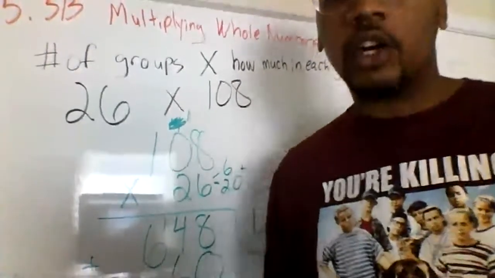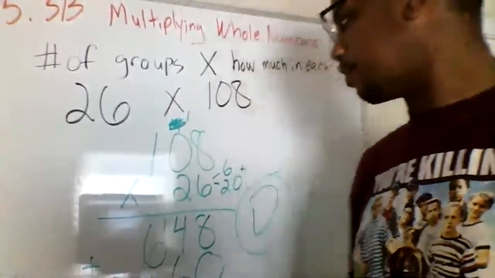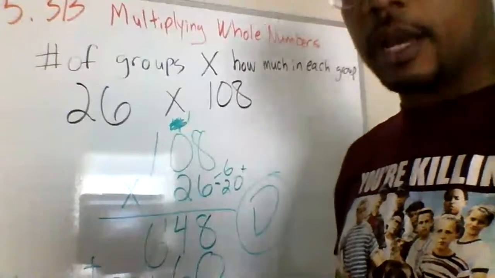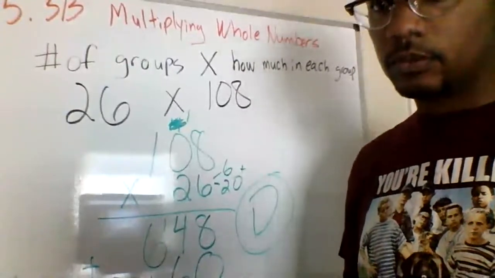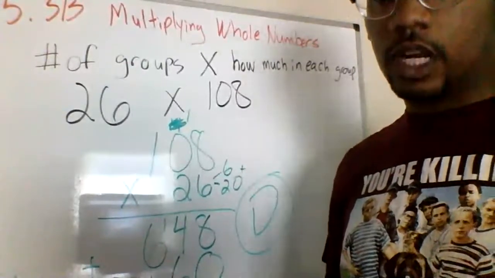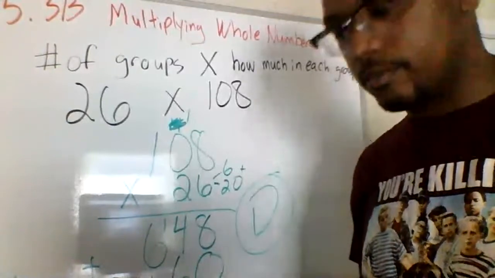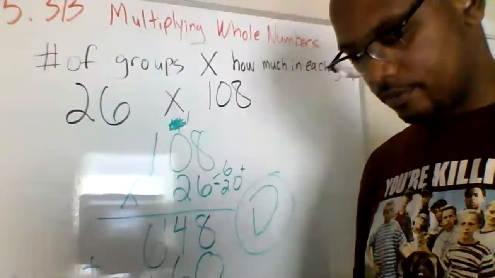All right. Michael, where did you get 2 times 2 is 4? I didn't have to do any 2 times 2. That's letter D.